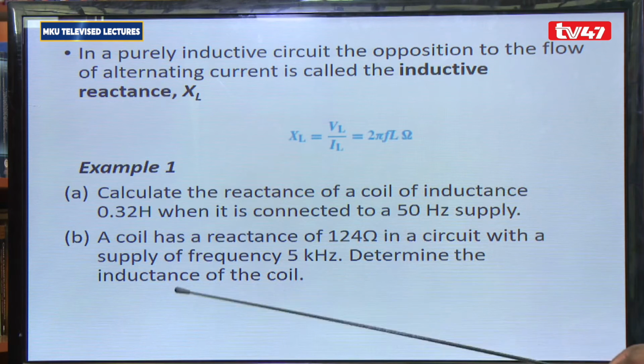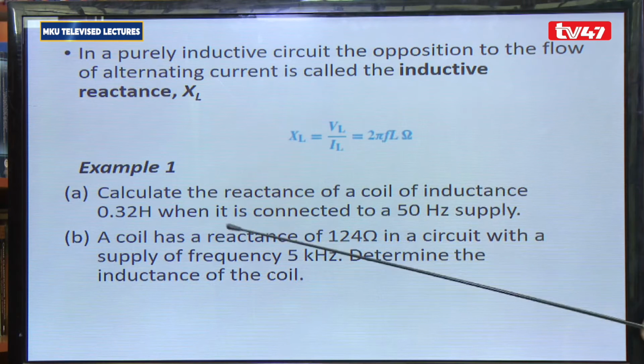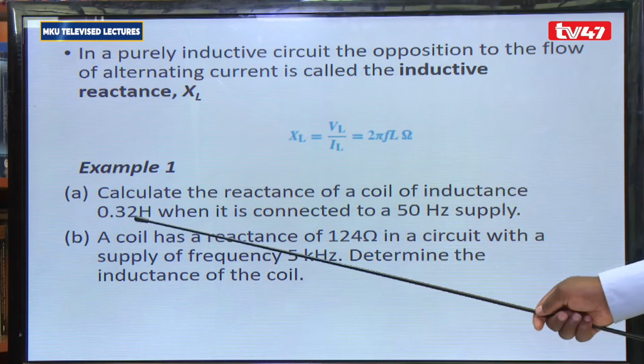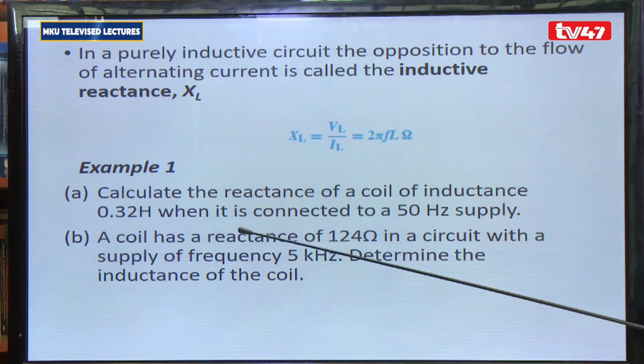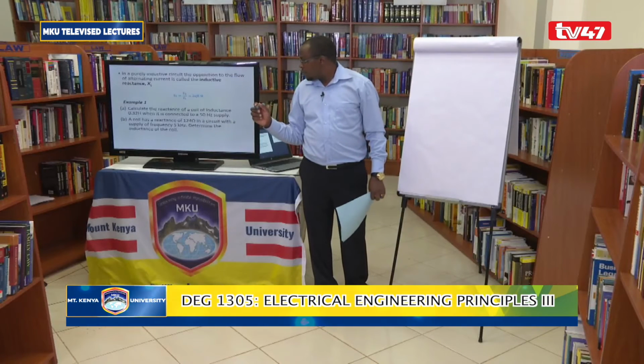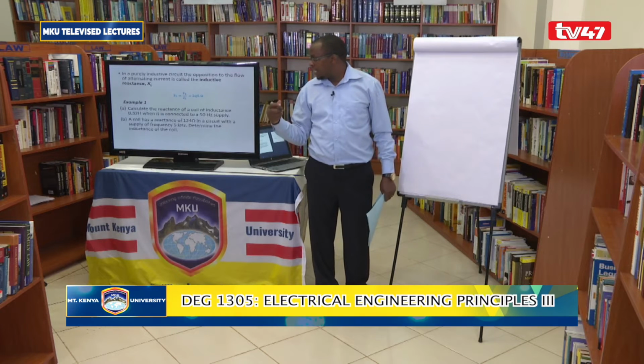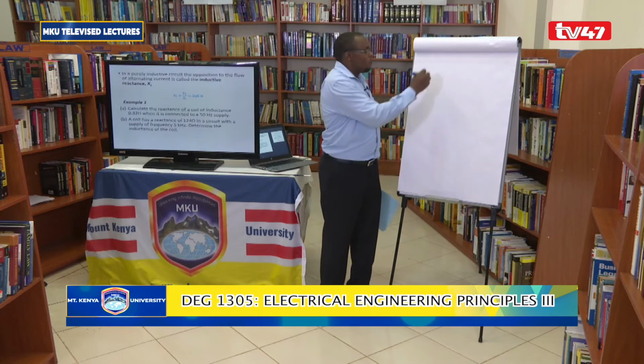Now let's have an example here. Calculate the reactance of a coil of inductance 0.32 Henry when it is connected to a 50 Hertz supply. Now, it's good you do what is called question analysis. You write the components which you have been given, and then you work out what you have not been given. Here, you have been given L.